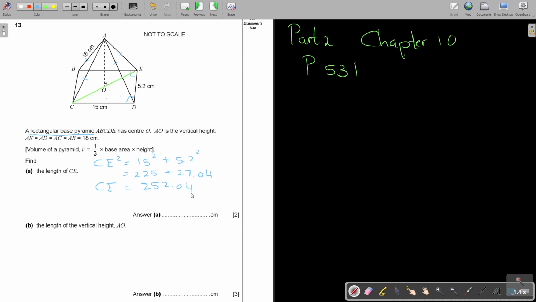252.04. Did you see? I didn't write the square because I want to take the square root on the other side. And don't forget your full calculator display: 15.8757677. If I approximate now to three significant figures, it will be 15.9. And that will be my final answer.